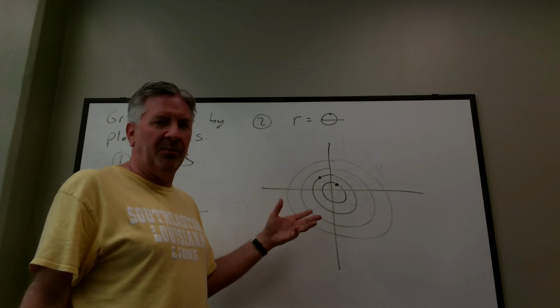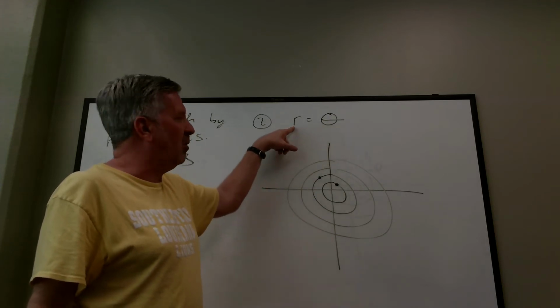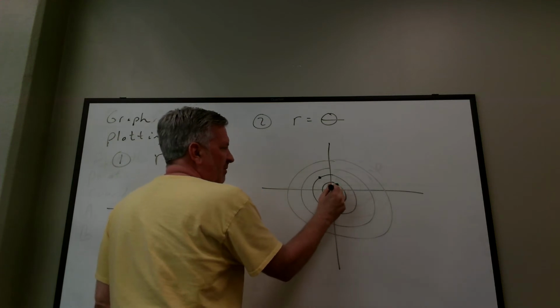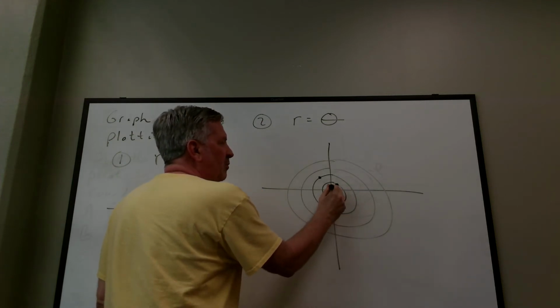I guess I could have done the point 0, 0. When theta is 0, r is 0. Theta is 0, you don't move at all from the origin. Well, in polar coordinates, the origin is called the pole.